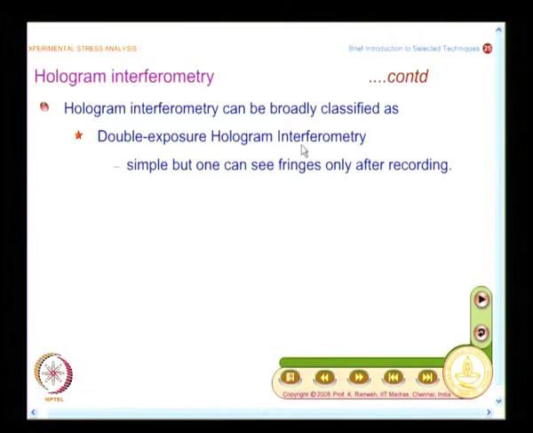And what we saw in photoelasticity, we could see the fringes as the model was loaded. A similar thing was also there in Moire. When I move the gratings relative to each other, I started seeing fringes. I did not have to have 2 exposures to see the fringes. So, in double exposure hologram interferometry, it is simple, but one can see fringes only after recording.